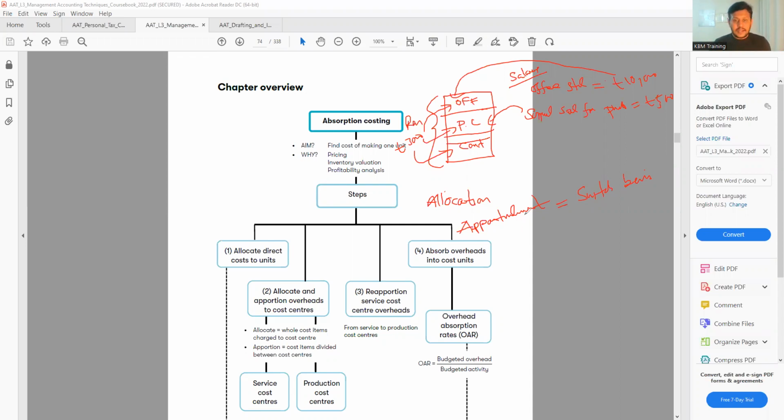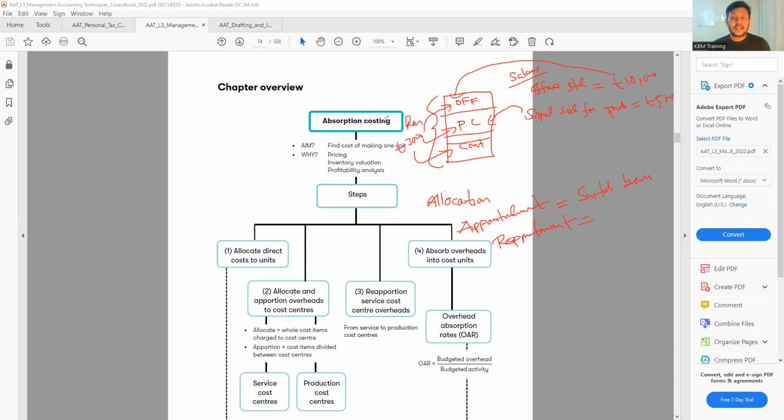The last one we'll talk about is called reapportionment. Reapportionment means that after the apportionment, we have to do it again. So first we apportion it, after that we reapportion it again. Now you might be thinking, why? If we already apportioned it, what's the point of reapportioning it? There is a reason behind it.